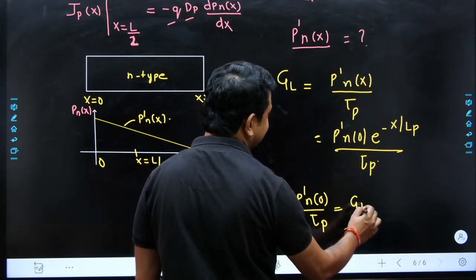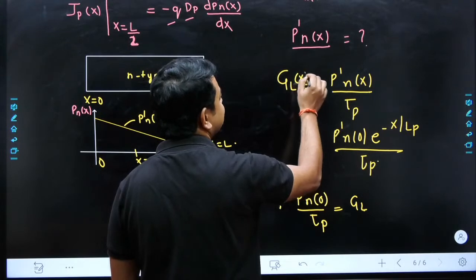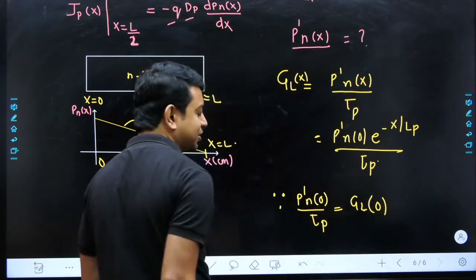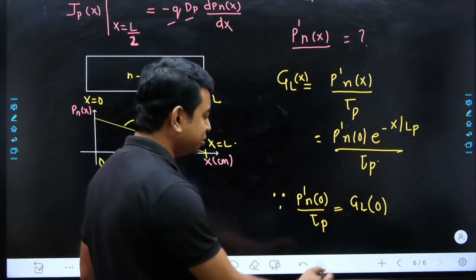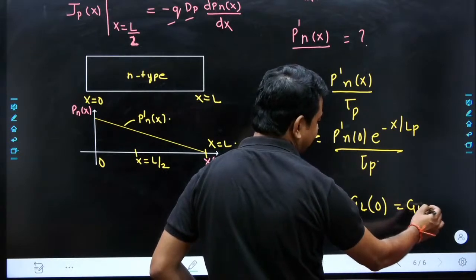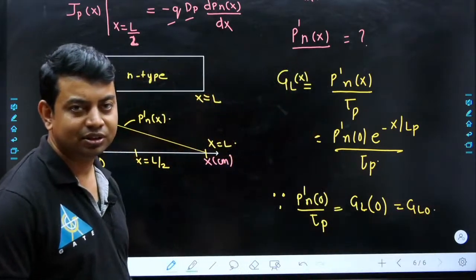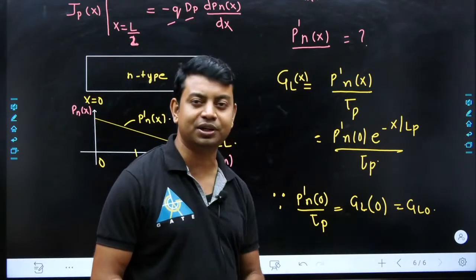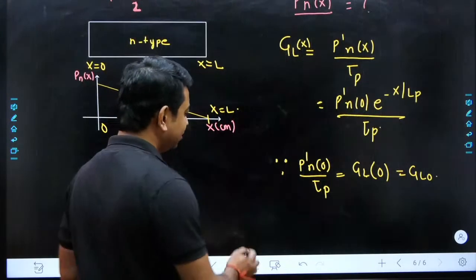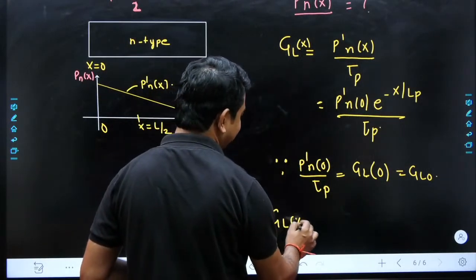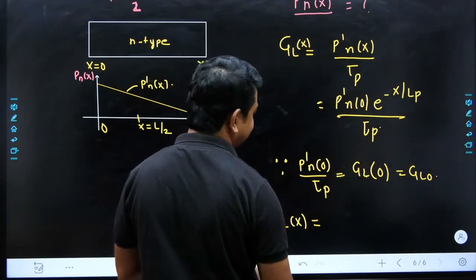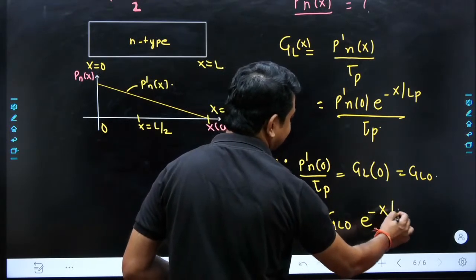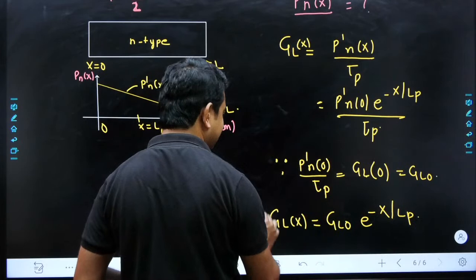can also be written as GL. Here it is changing with respect to distance, and at 0 distance we can write this as GL at 0 distance, which can also be written as GL naught. That means the concentration generated with respect to time at distance 0 is GL naught. Now we can write this GL of x in another way, that is GL naught into e raised to minus x divided by Lp.